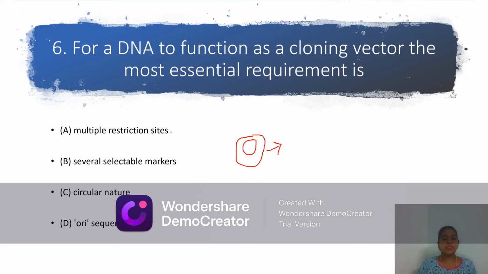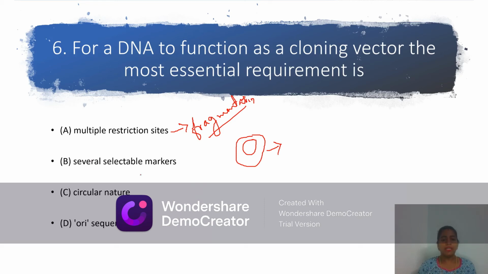Multiple restriction sites, so this we already told. If there are multiple restriction sites, what will happen? It will lead to fragmentation. Your vector will be breaking into so many pieces. That should not happen, right? So that's not the one.